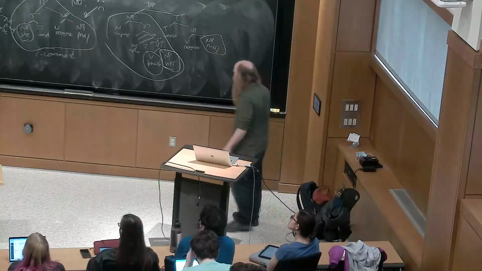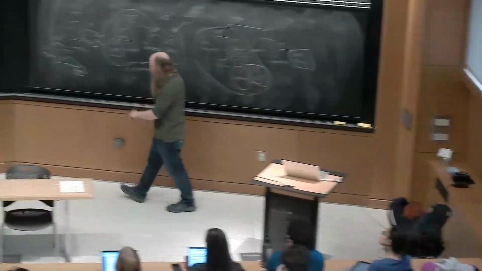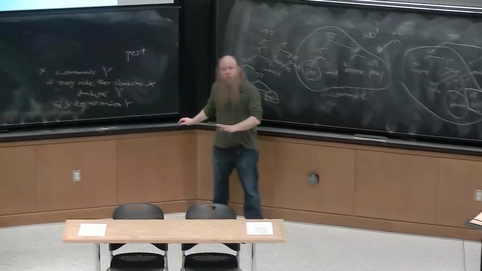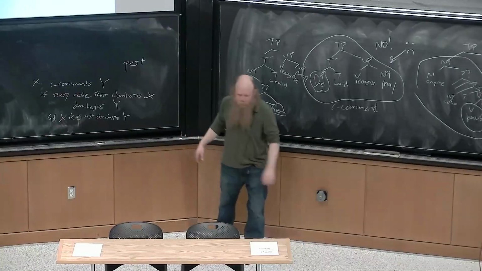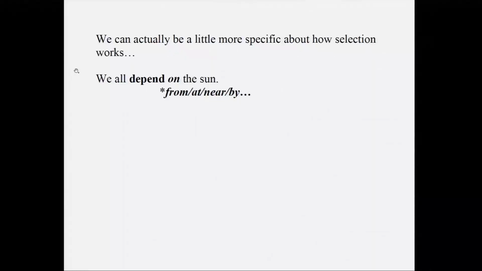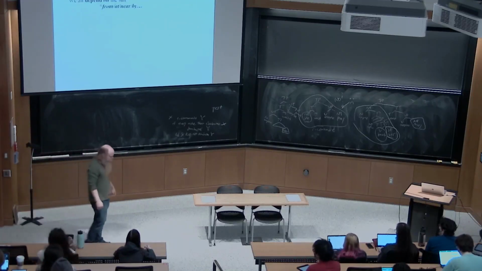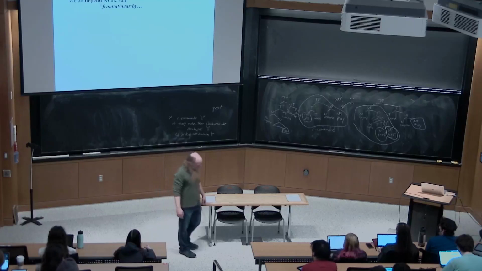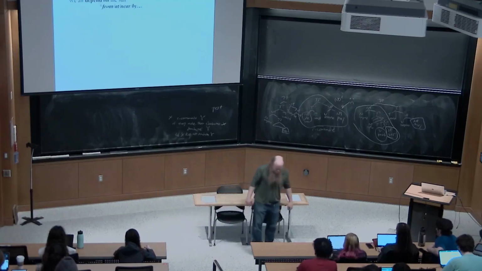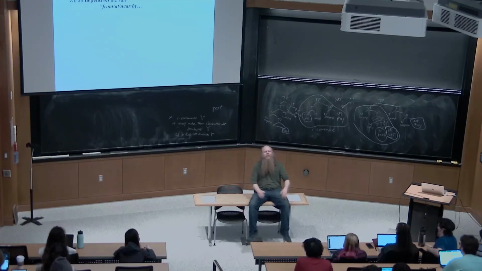Let's be a little more specific about how selection works exactly, and what exactly you're selecting for. I just said there are verbs like put that select for an object and also a prepositional phrase. There are also verbs that only select for a prepositional phrase. Depend is one of those. So depend kind of needs to combine, it depends, but at least can combine with a prepositional phrase.